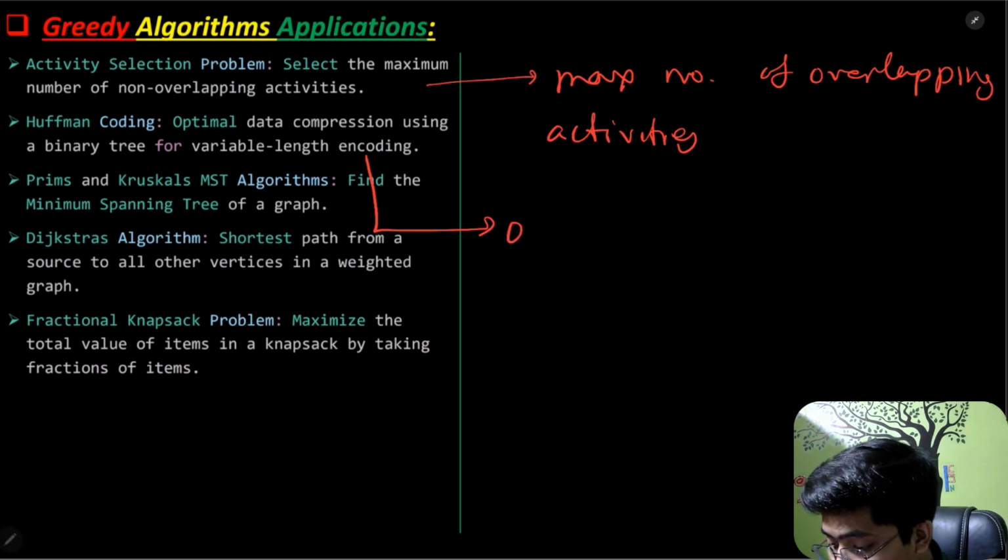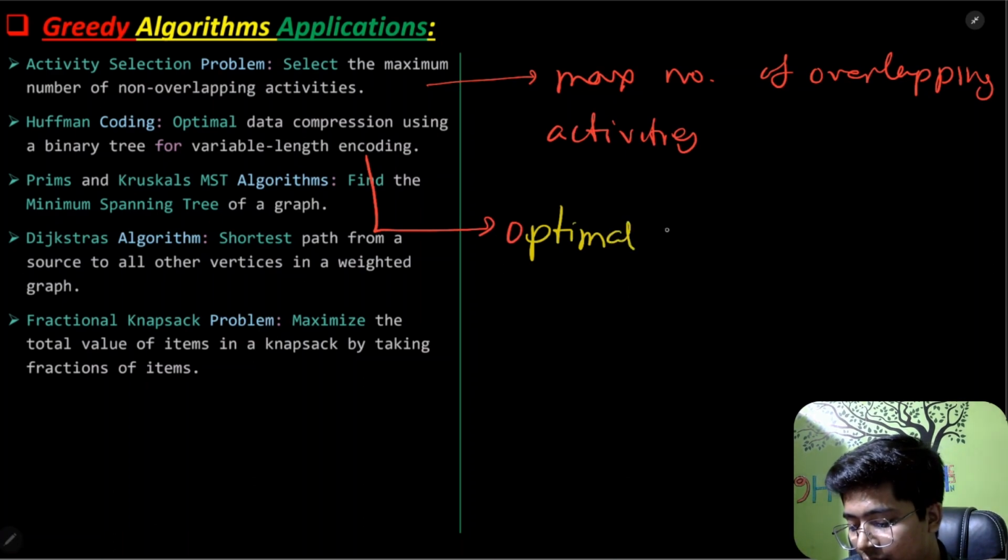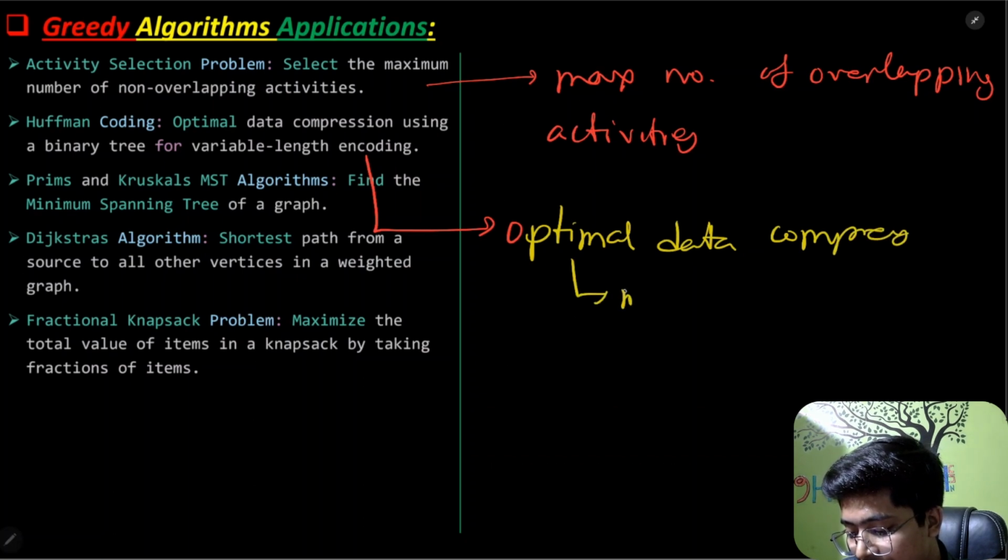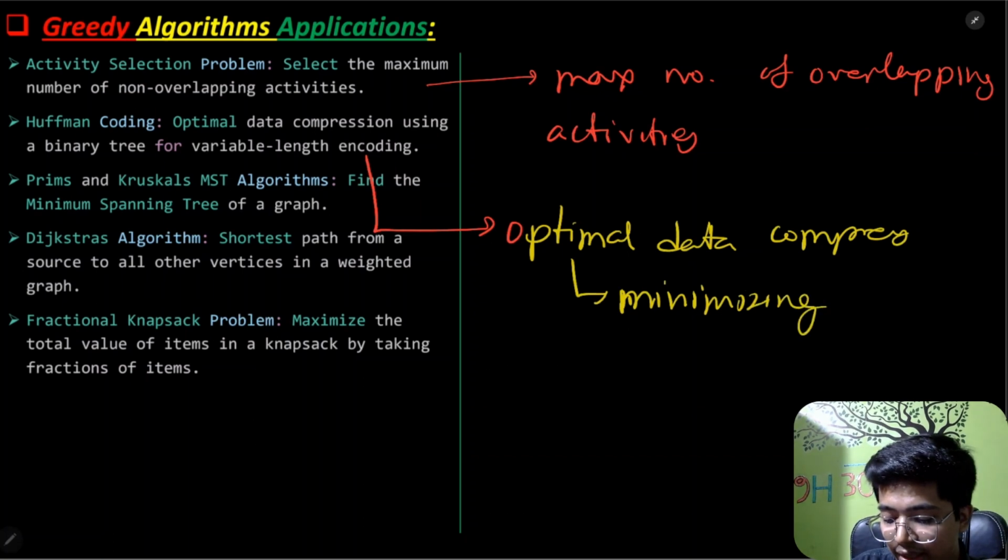What does optimal data compression mean? Suppose we want to compress the data at the highest level. That means we want to make the size as small as possible. For minimizing the size, we use this greedy algorithm in Huffman coding.